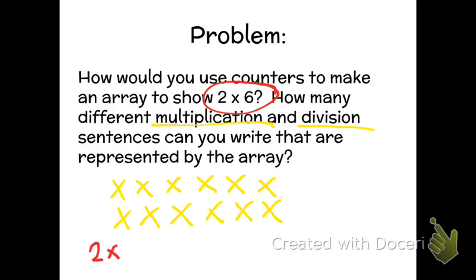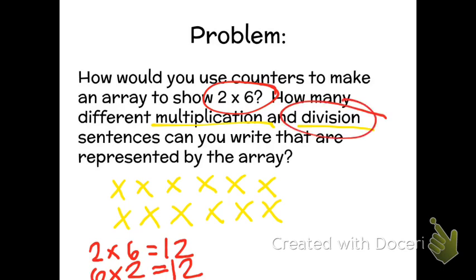I've got 2 times 6, but a whole division sentence or multiplication sentence must have an answer. Well, 2 times 6 is 12. Okay, remembering that in multiplication, it does not matter the order that I multiply my numbers. So another multiplication sentence would be 6 times 2. It doesn't change the answer, so my answer would still be 12.